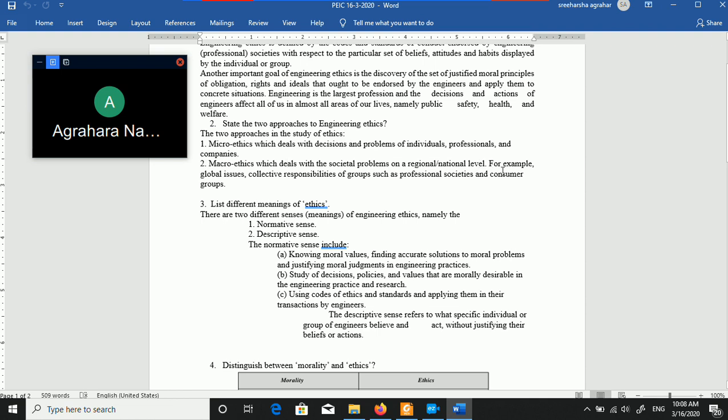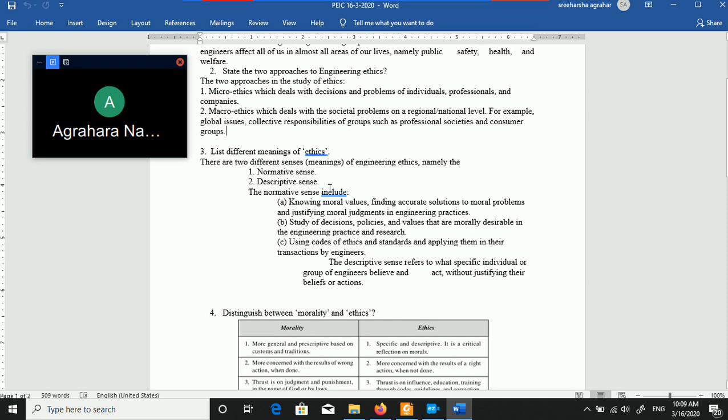Here I am not going to discuss in detail as we have discussed in the classroom, but it will be a very short approach for you to understand. An example that is given here is global issues, collective responsibilities of groups such as professional societies and consumer groups. So maybe there is a group formed to understand what are the needs of the customers, and then solving the problems that are rising. So all this can be an example for macroethics.